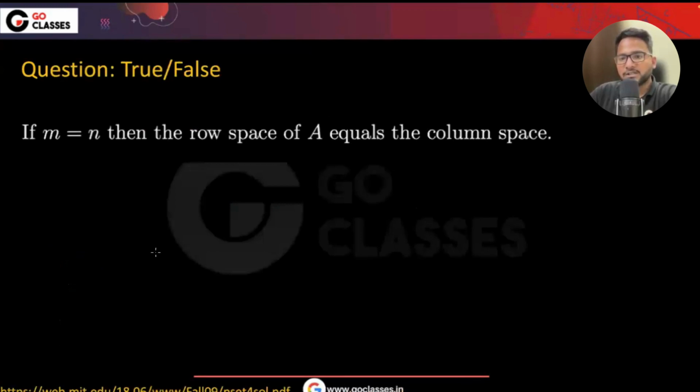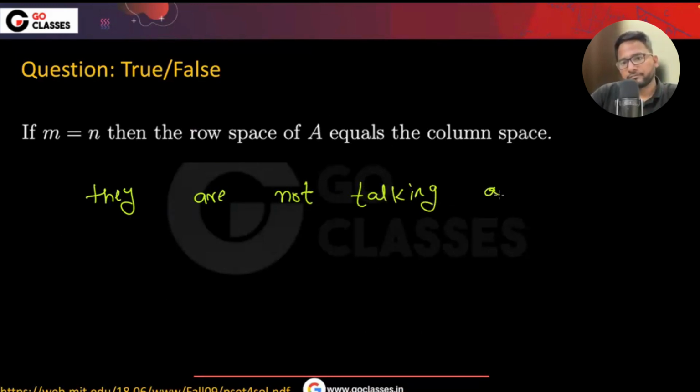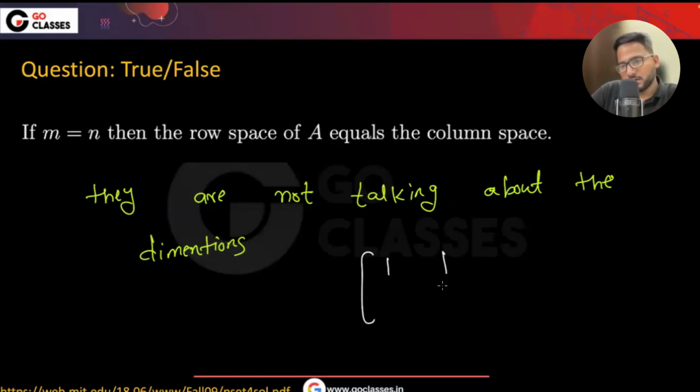Okay. Now let's see this question. What they're saying: if m equals n, then the row space of A equals the column space. What do you think? They are not talking about the dimension. They are not talking about the dimension of the row space. They are saying the row space itself.